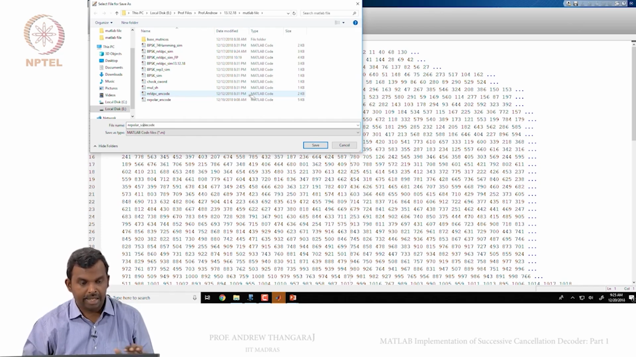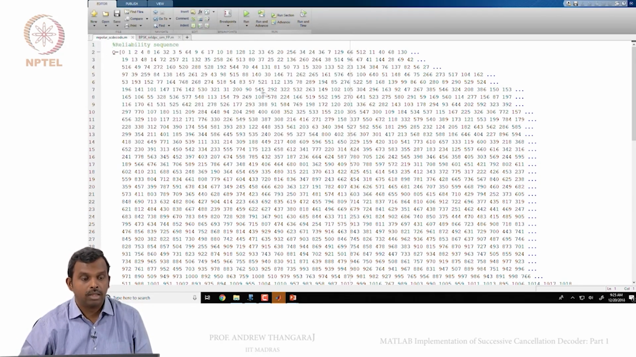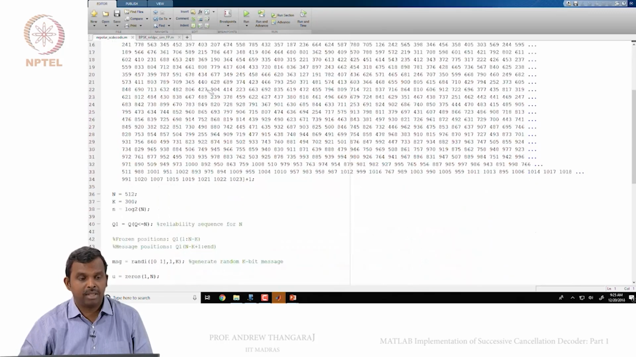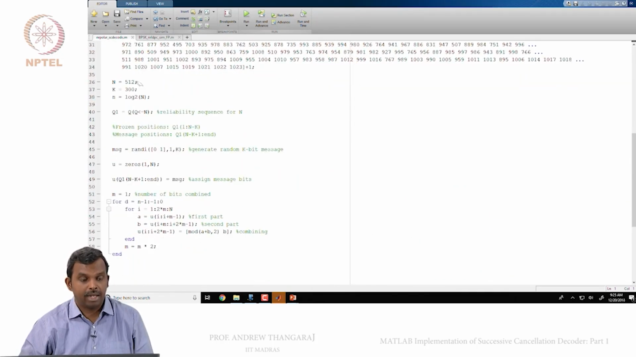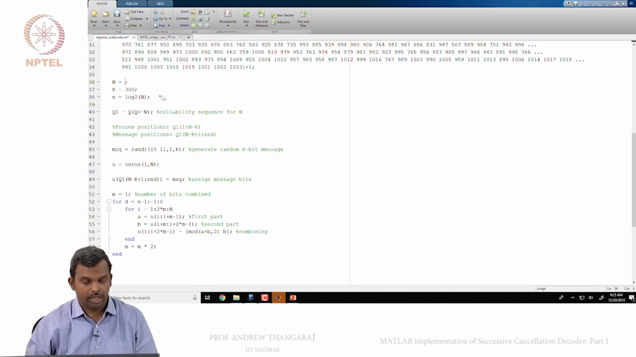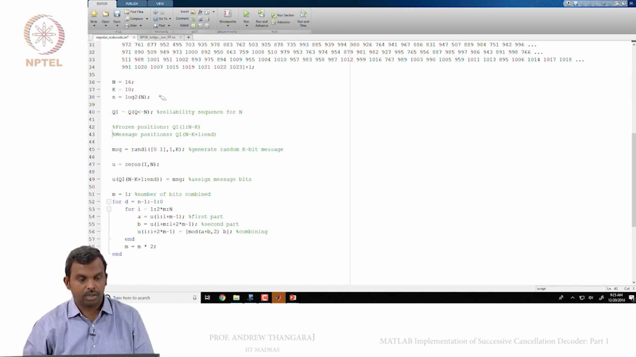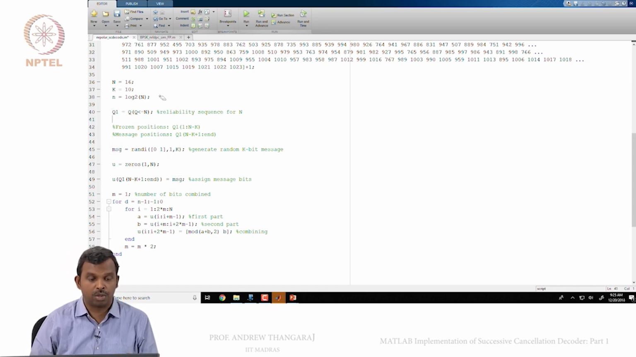So I'll call it SC decode just to distinguish from other things. So we'll have the reliability sequence. We'll keep n as something small, maybe 10, just so that we can do some debugging. You get the frozen positions, Q1. It's good to store the frozen positions explicitly, so I'll store them as f equals Q1 of 1 colon n minus k.